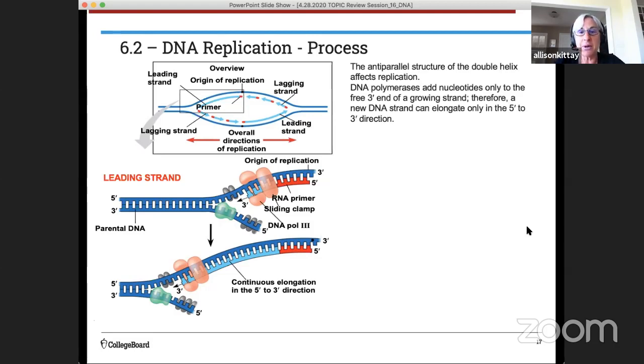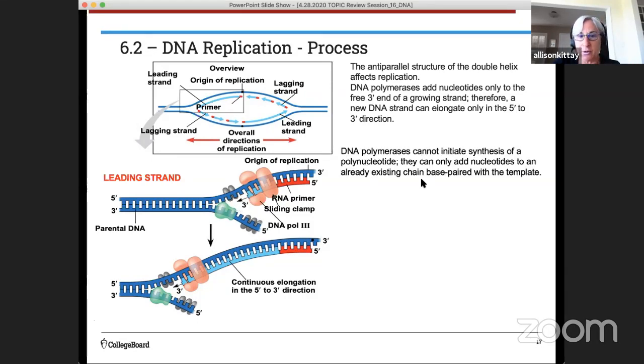First of all, the anti-parallel structure of the double helix affects replication. The DNA polymerases add nucleotides only to the free 3' end of the growing strand. So here's our growing strand. This is where we're going to be adding our new nucleotides. Okay, so a new strand can only elongate in the 5' to 3' direction. So pay attention to that arrow.